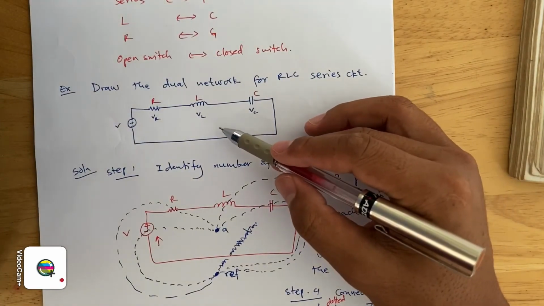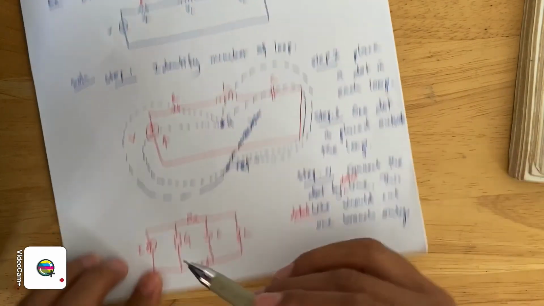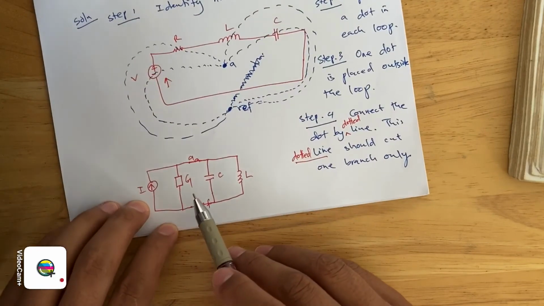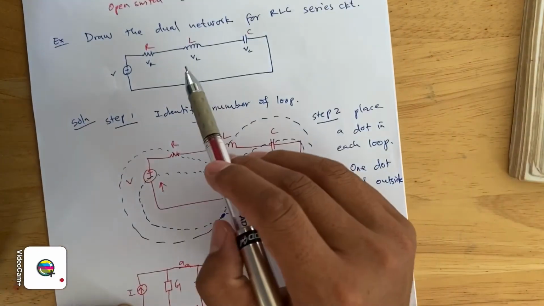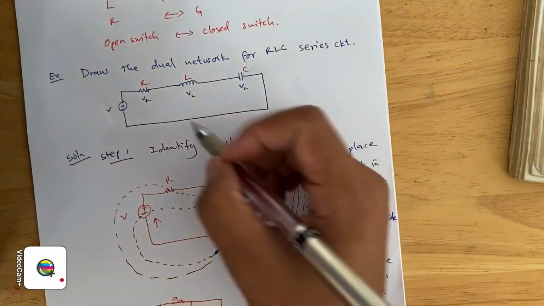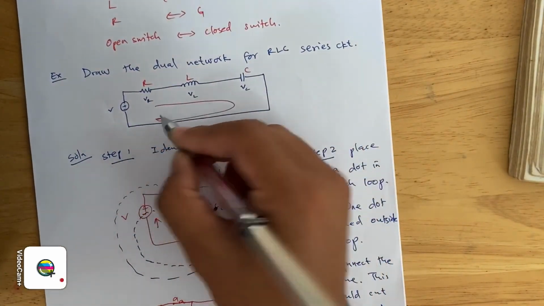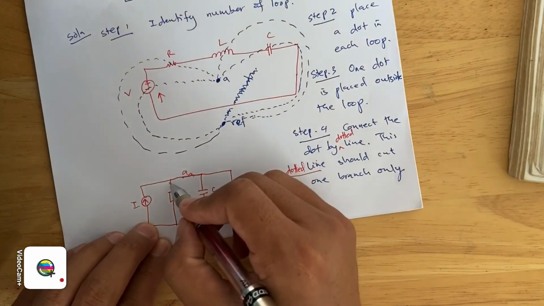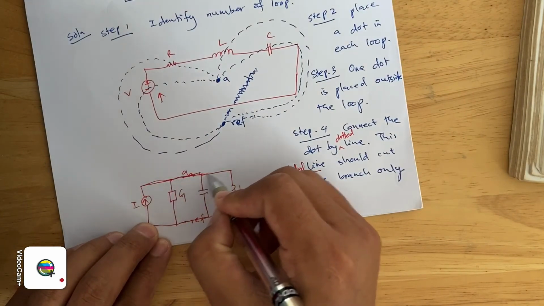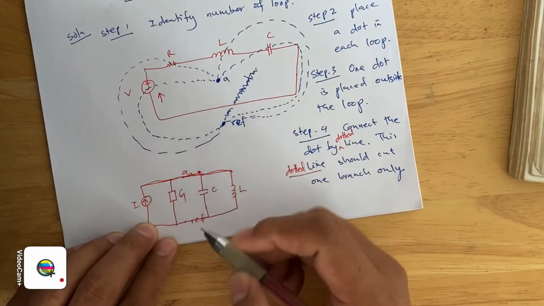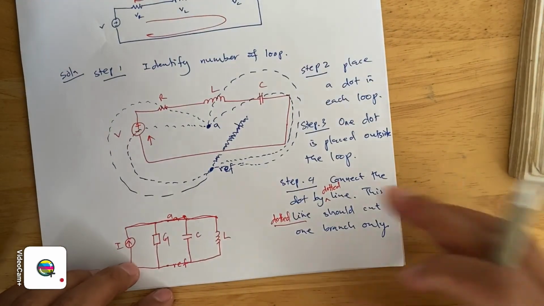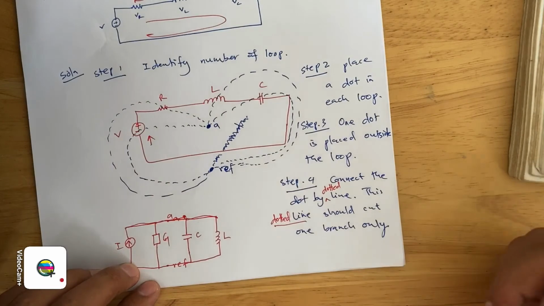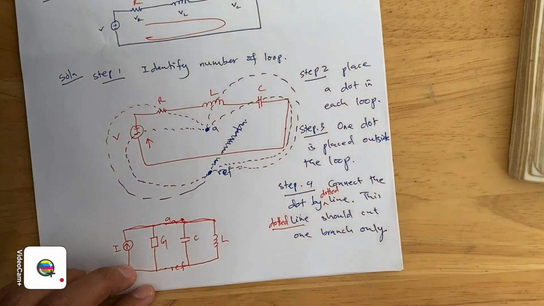Now this is the principle of duality, how we are transforming that series RLC circuit to the parallel RLC network, or simply we are transforming this mesh. Now this is one mesh, right, into the node here. Now this is called the nodal network here. So that's it about the principle of duality. And then let's also solve the example.